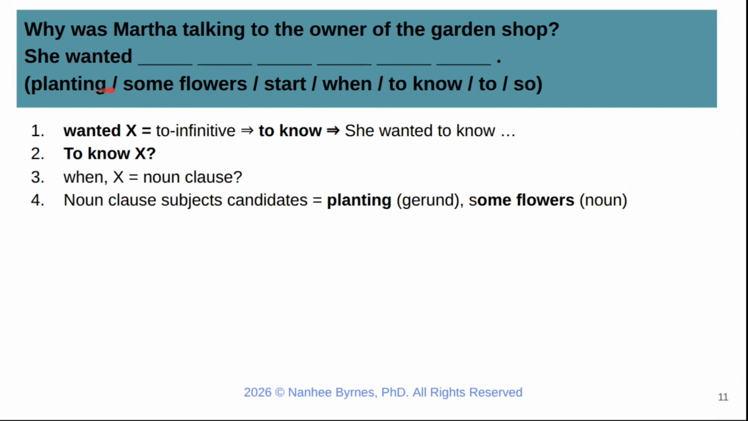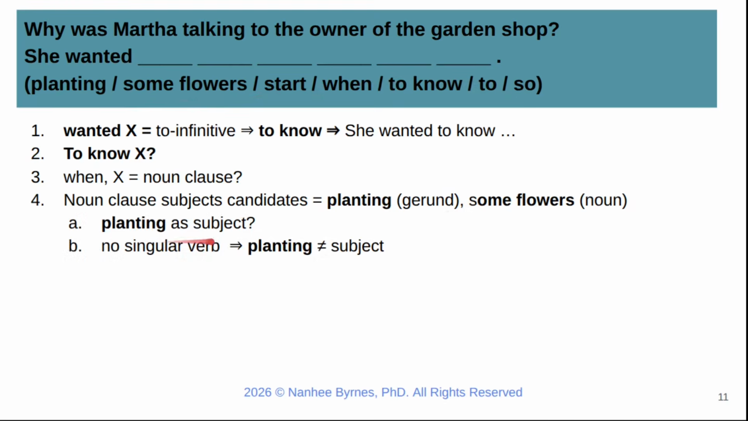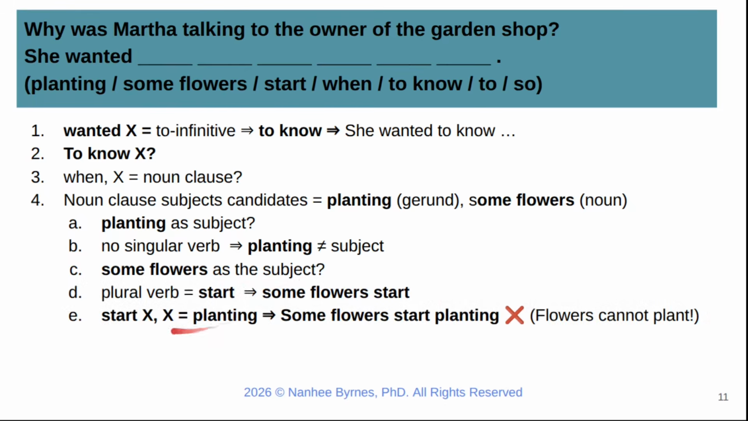Next, consider possible subjects inside the clause. Planting, gerund. Some flowers, noun. If we try planting as the subject, we would need a singular verb, but none fits. If we try some flowers as the subject, we get some flowers start. But planting is the only possible object. Some flowers start planting does not make sense. This means we're on the wrong track.